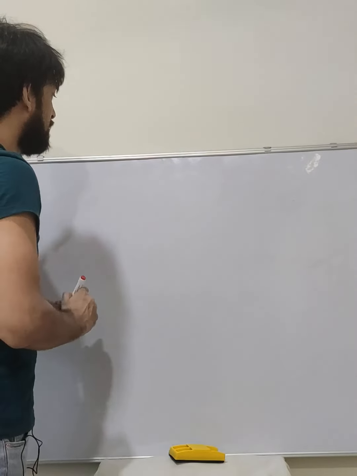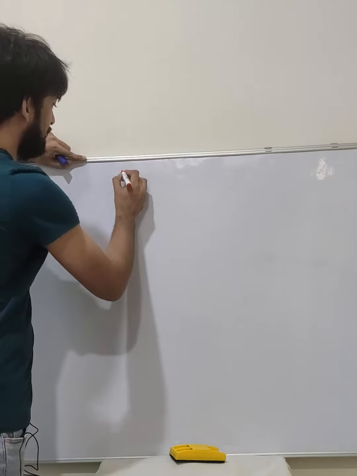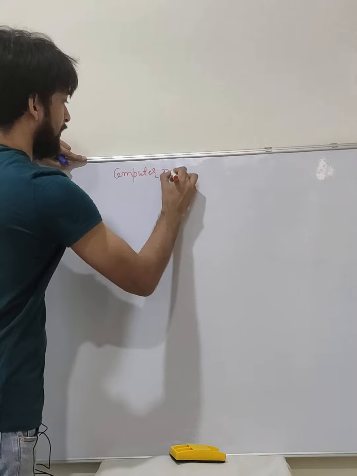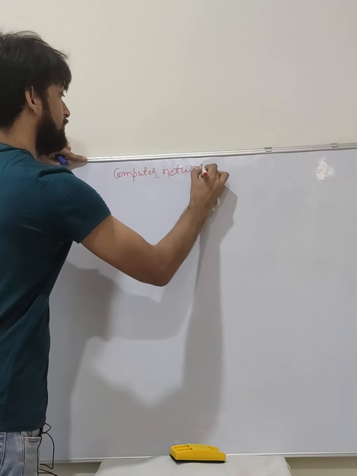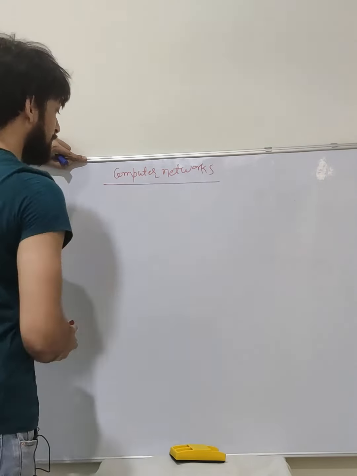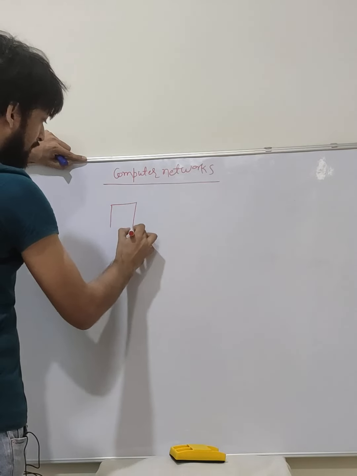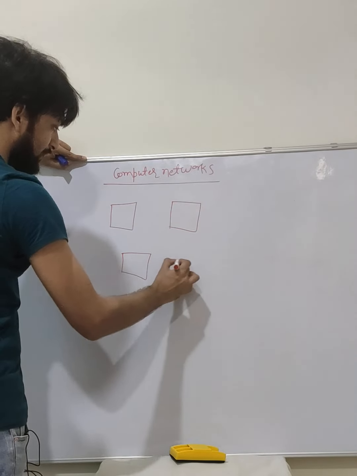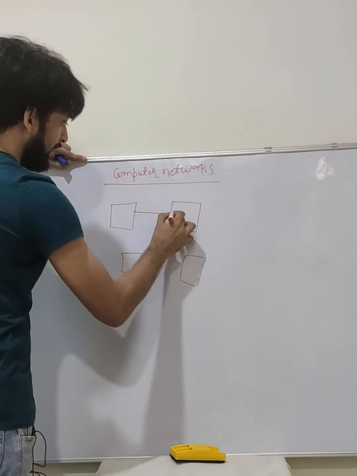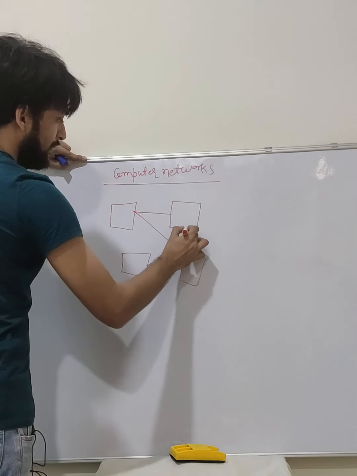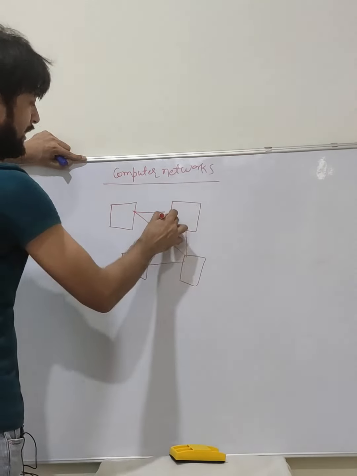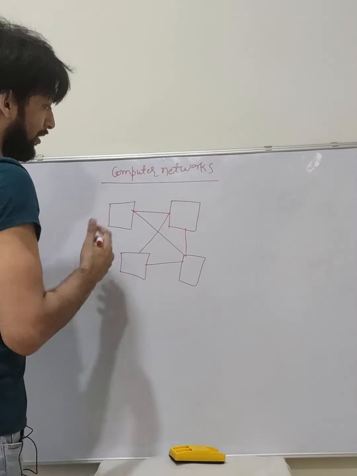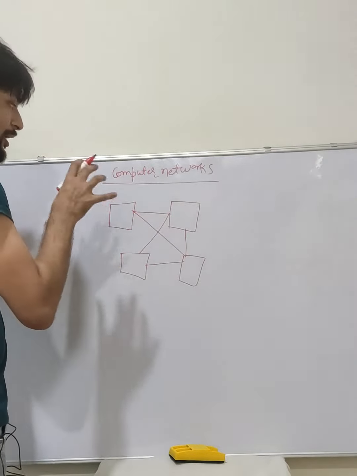Hi, today I am going to discuss computer networks. Generally, the arrangement of different computers, different hosts, different systems in our network is called a computer network, or the network of networks is called a computer network.